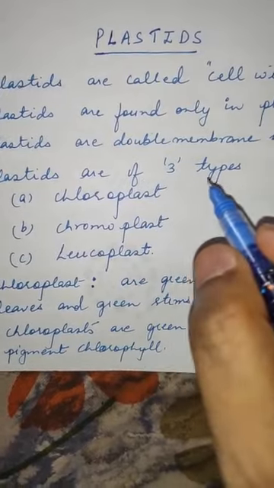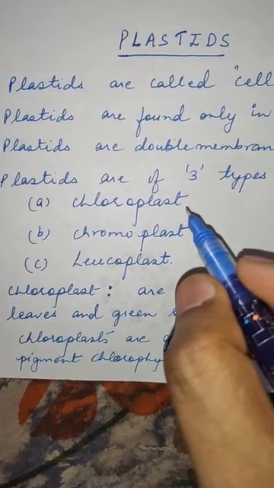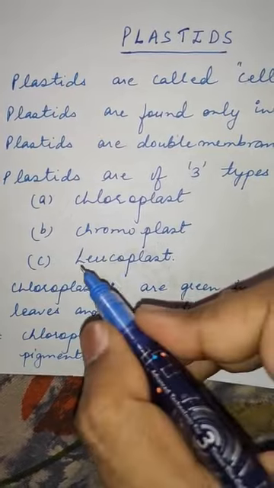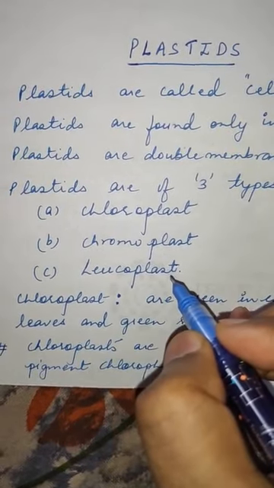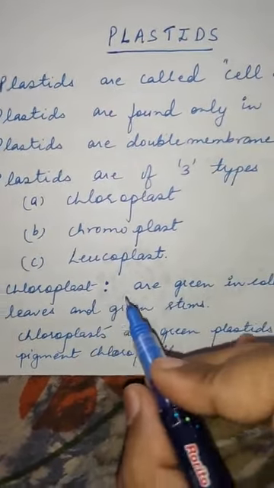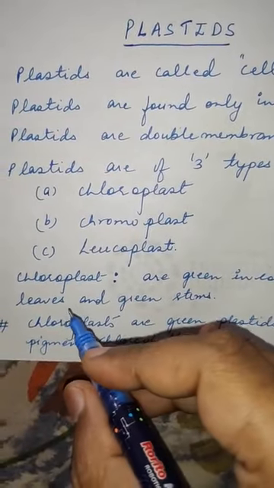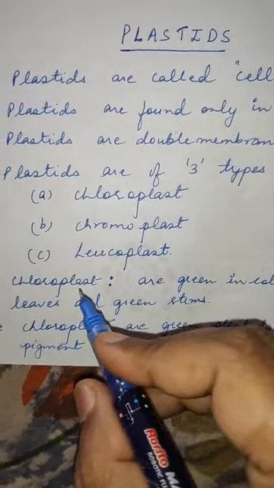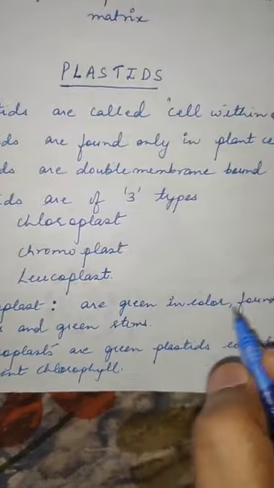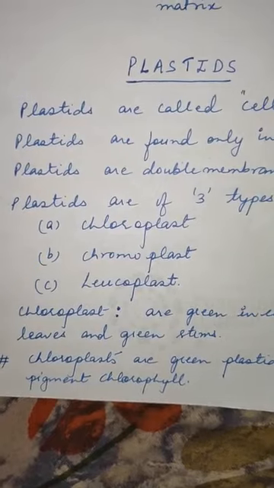Plastids are of 3 types. One is your chloroplast, second is your chromoplast, and the third is your leucoplast. First one is your chloroplast. They are green in color, found in leaves and green stems. So the chloroplasts are green in color, and where are they found? They are found in the leaves and in the green stem.